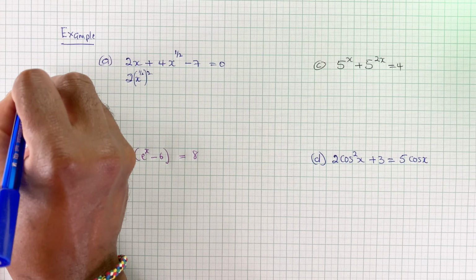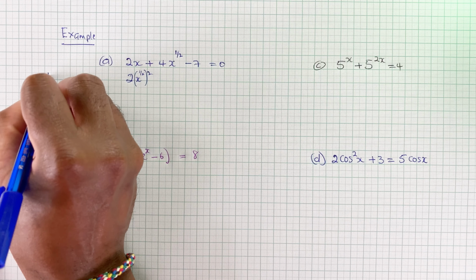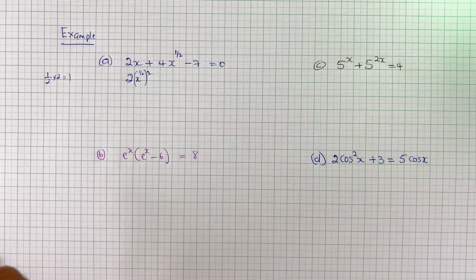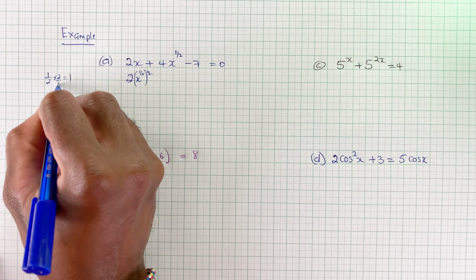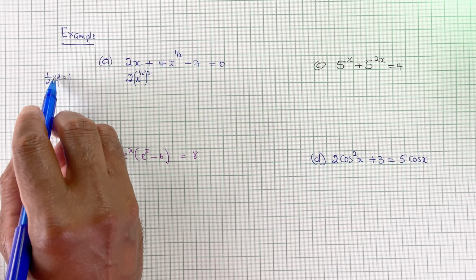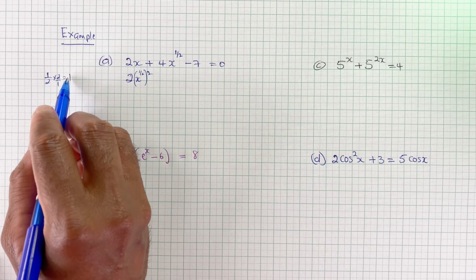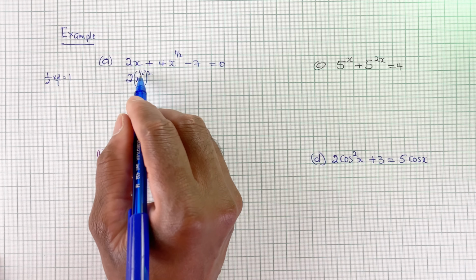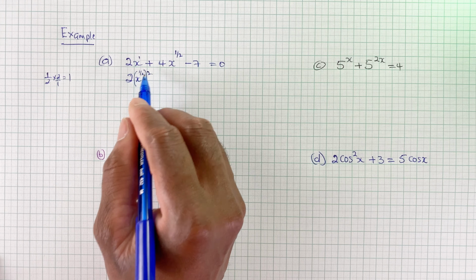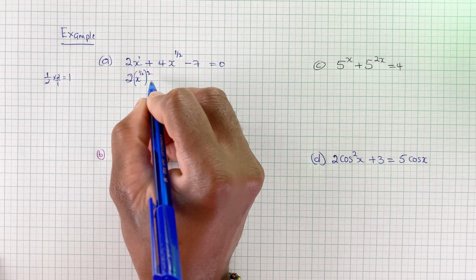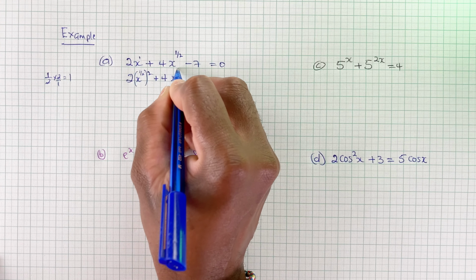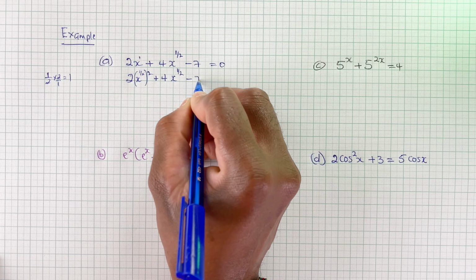Because a half times 2 is 1, so that's 2 over 1. 2 times 1 is 2, 1 times 2 is 2, 2 over 2 is 1. So I have split the 1 here into a half squared. And you can see that I get 4x to the power a half minus 7.